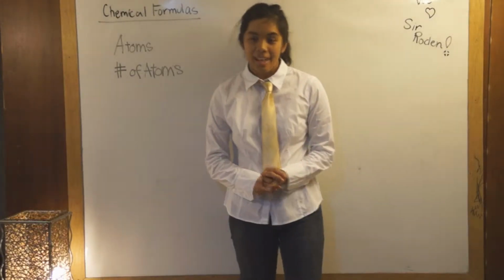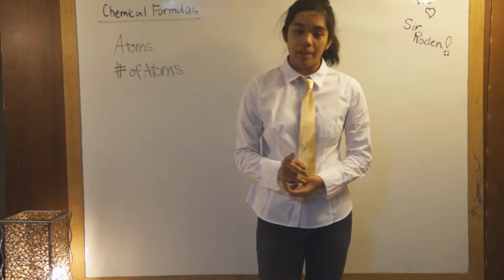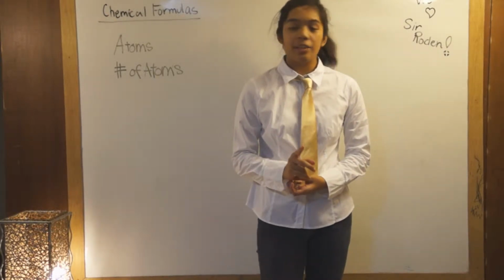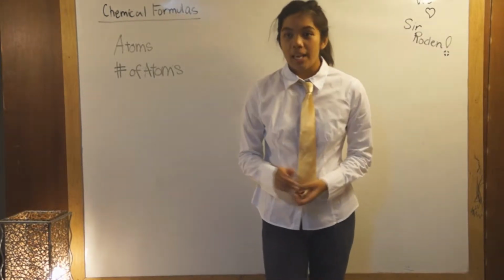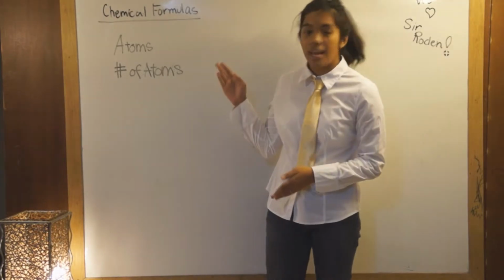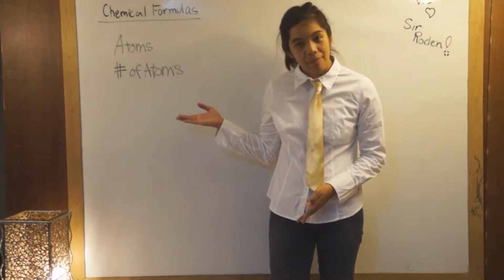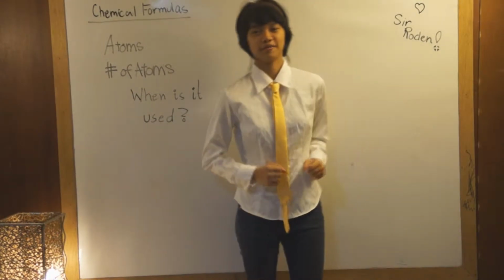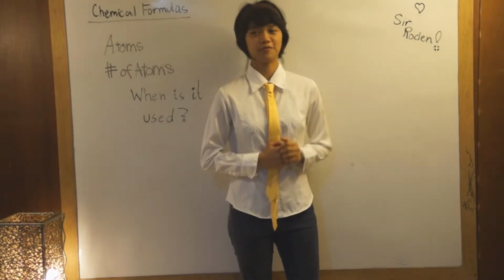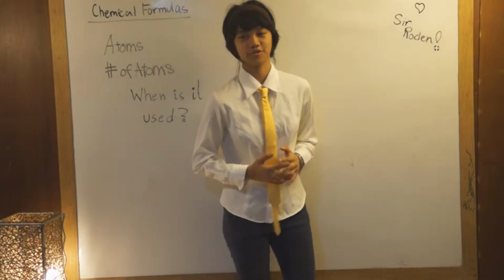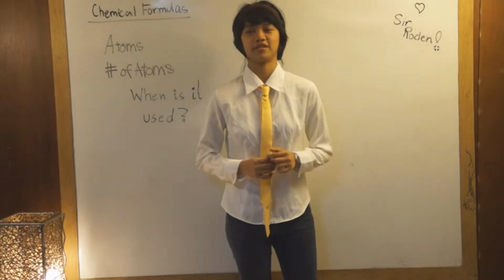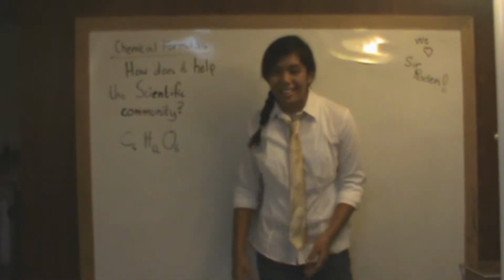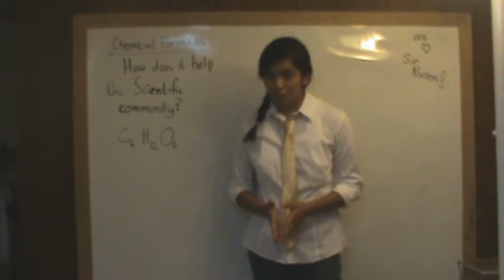Chemical formulas. A chemical formula is a combination of symbols that represent the composition of a compound. It states what atoms are present and the number of atoms of each element in the compound. Chemical formulas are used to supply info about types and special arrangement of bonds in chemicals, though not necessarily specify the exact measurement. Now, how does it help the scientific community?